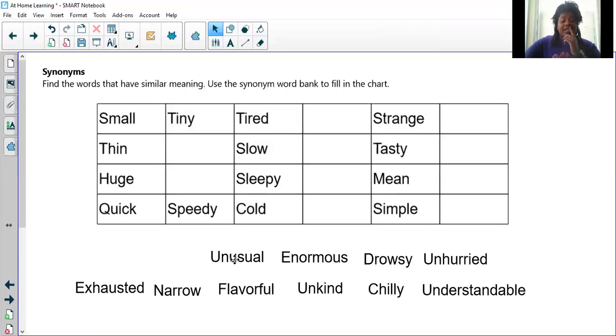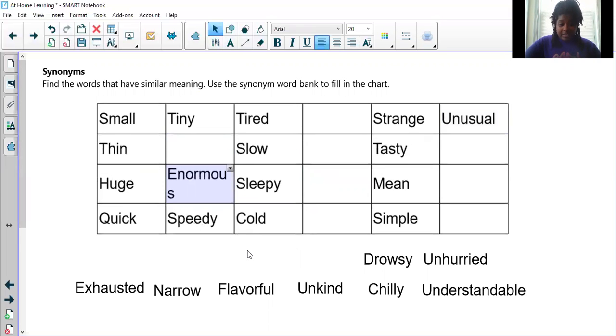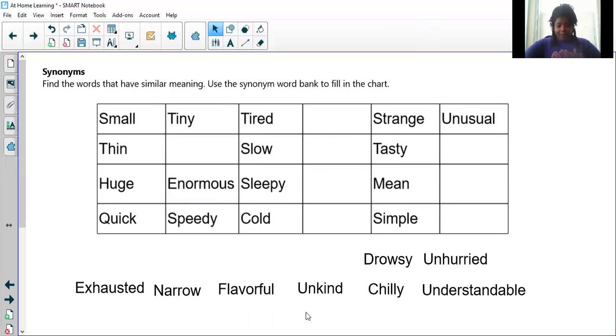The next word is unusual. Thin, huge, that's not really talking about anything unusual. Tired, slow, sleepy, cold, strange. Yes, strange, something that's strange is also unusual. Let's go to my next word, enormous. Something that's enormous isn't thin, but something that is huge is enormous. So I'll make my word a little bit bigger.